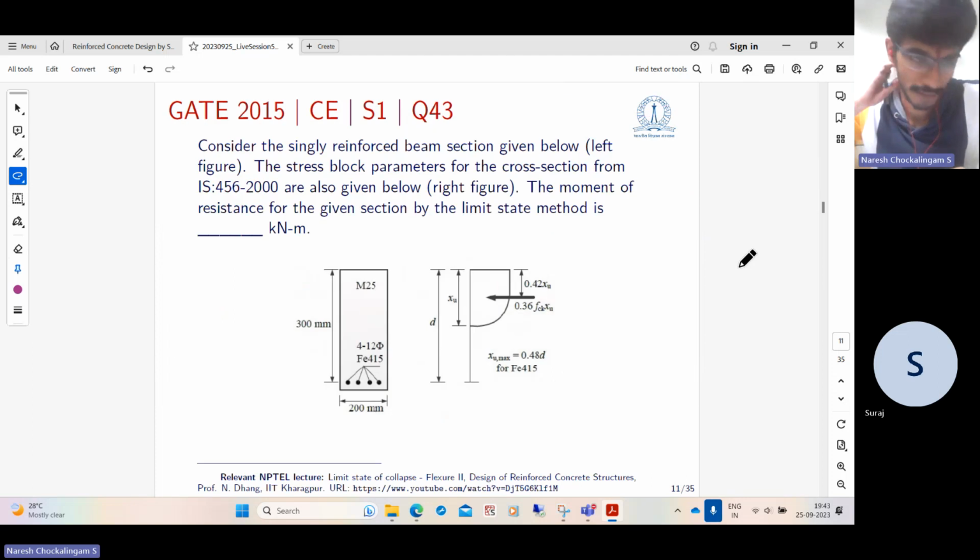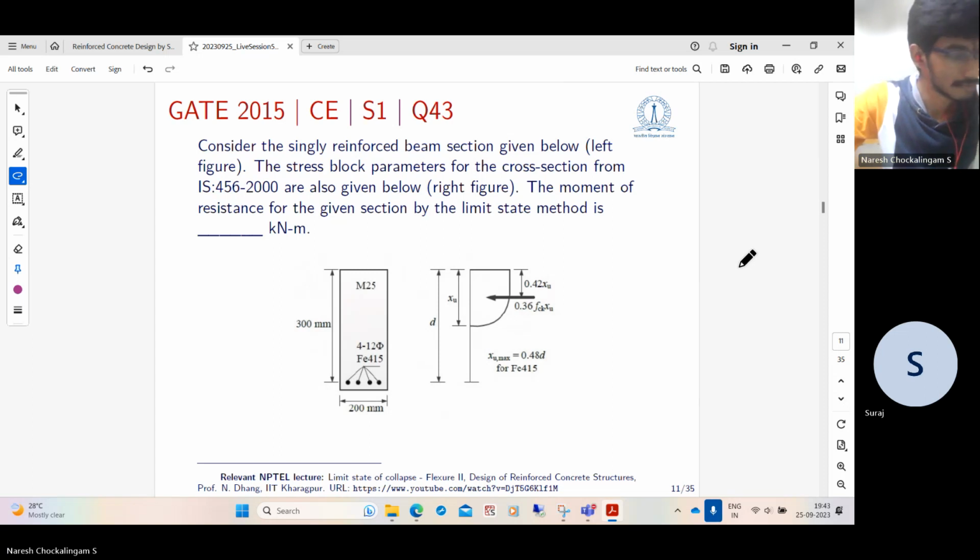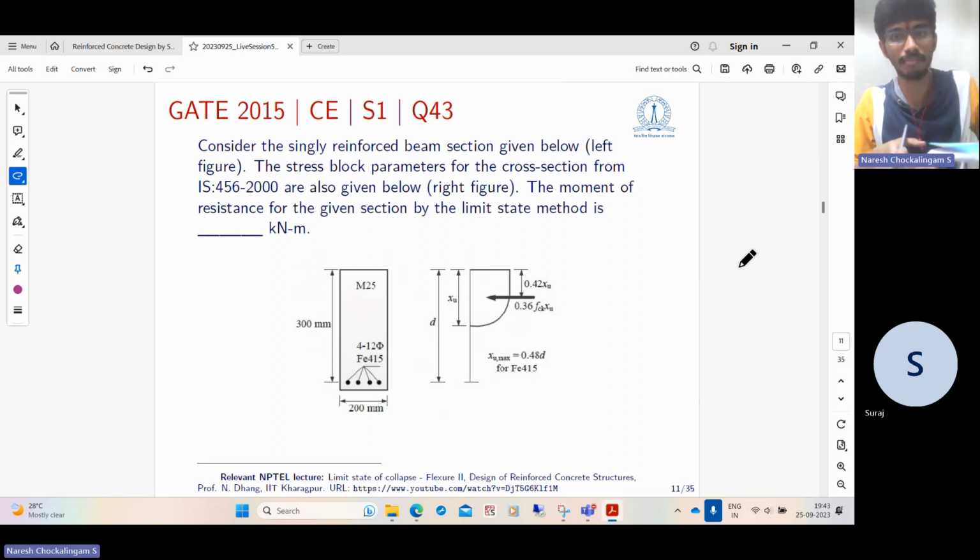So let us solve the problems. Consider this singly reinforced beam cross-section. Stress block parameters are given, and we are asked to find out the moment of resistance for this section by the limit state method. So how do we approach this problem?